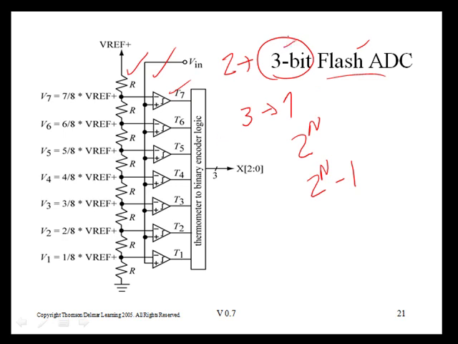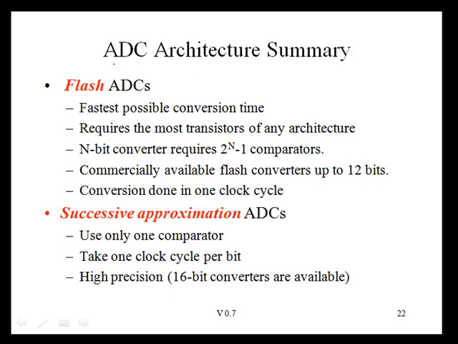The other problem with increasing the precision is that not only does the number of components roughly double, but these comparators also become more sensitive as you increase precision, and they all become more difficult to design. So let's summarize. Flash ADC offers the fastest possible conversion time, but requires the most transistors of any architecture. There are commercially available flash converters up to 12 bits, and we say the conversion is done in 1 clock cycle for a flash ADC.